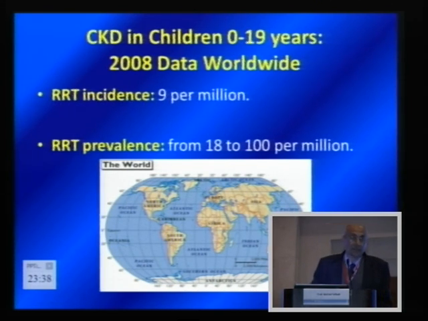This is some data in relation to chronic kidney disease in children worldwide, from the 2008 NAPRTCS data. As you can see, the estimated incidence of renal replacement therapy or end-stage renal disease in the child population between the ages of 0 to 19 years is about 9 per million, and the prevalence is between 18 to 100 per million of the same age-related population, depending on the different sources in different countries that report the data.